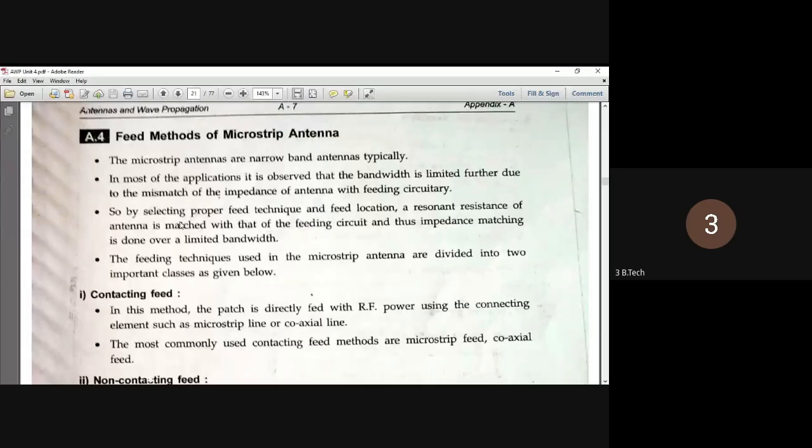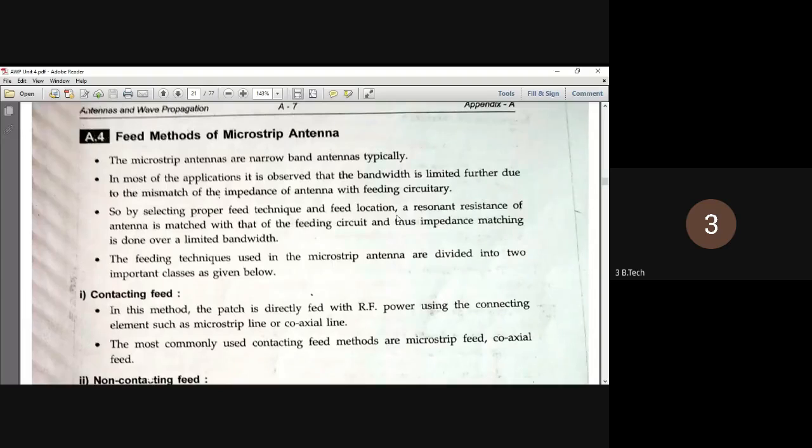Monica, are you observing? Yes, sir. Selecting what they told? So by selecting proper feed technique and feed location, that is very important. So the antenna is to be matched.